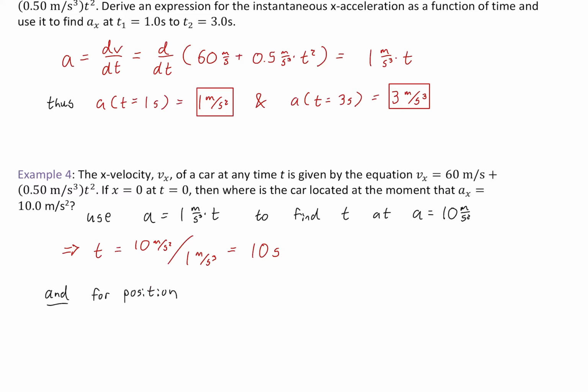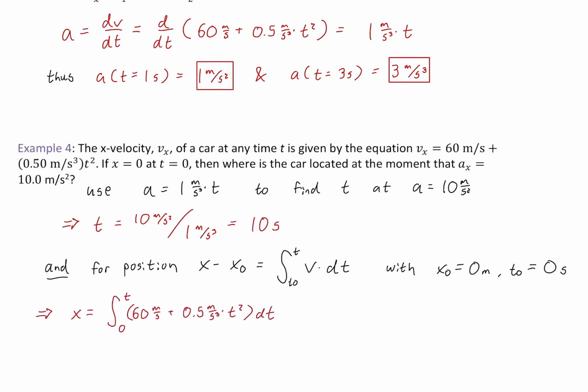Okay, so for position, we're going to use our integral definition, and we're going to go from the given velocity function. But look, our x naught, because x at t equals 0 is, in other words, x naught, is given to us. We're told it's 0. All right, so there we go.